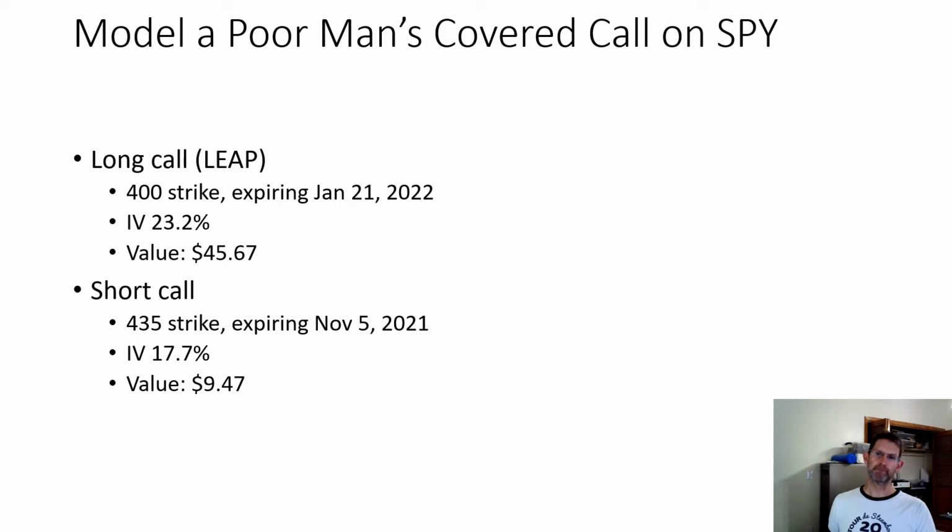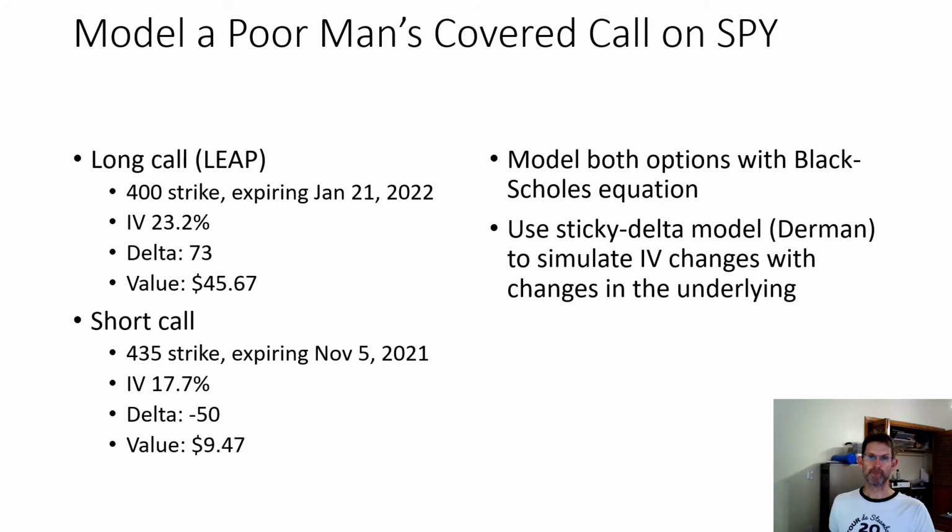on the SPY. The long part of it, the leap, is 400 strike, expires January next year. Implied volatility about 23%, and it's worth about $46. The short call is a 435 strike, expiring November 5th, with an IV of 17.7%, and it's worth about $9.47.